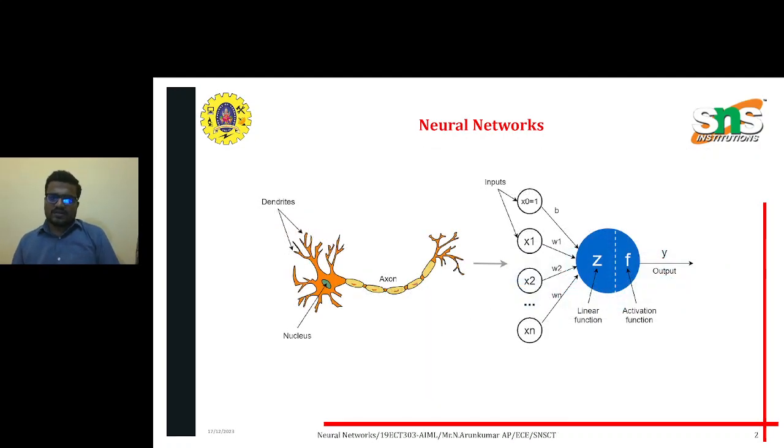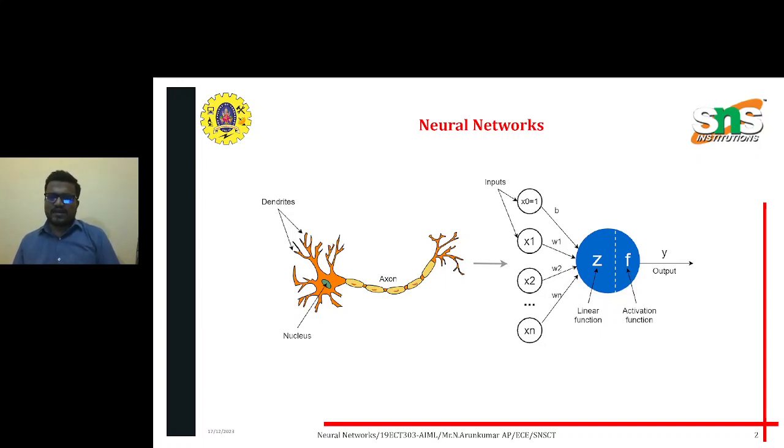So here the diagram shows how the neurons are converted into the neural networks. Especially for neural networks, the neuron has been converted by the following steps. The nucleus and other functions are converted into input layers x1, x2, x3 up to xn. Then the middle layer, the axon, is converted into a z or f function.